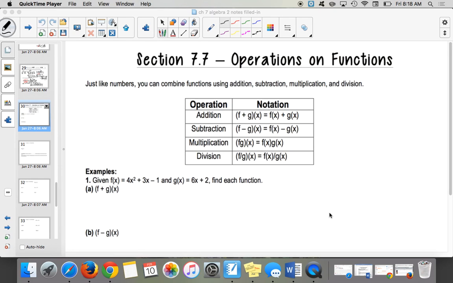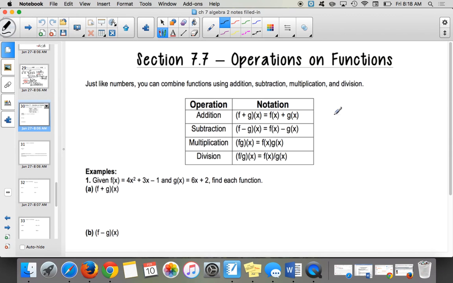7 is operations on functions. So we're going to start out with the main operations, the operations you guys have been doing for a very long time: addition, subtraction, multiplication, and division. The only thing that you need to know here is that sometimes we do a shorthand notation for f of x plus g of x, and so on.